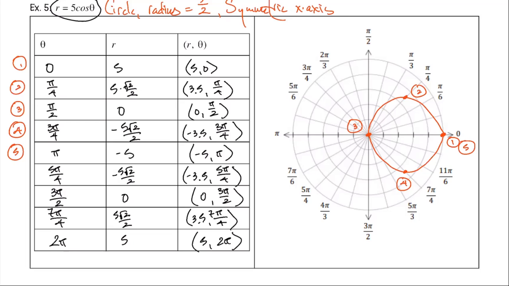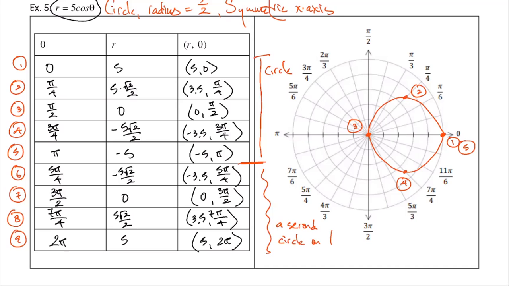That sometimes you don't need to go 0 to 2 pi to get the whole shape. Sometimes you only need to go 0 to pi to get the whole shape, okay? So what happens is when we do points 6, 7, 8, and 9, we actually go over the circle again, okay? So the first half gives us the circle, and this part gives us a second circle on top of the first one.